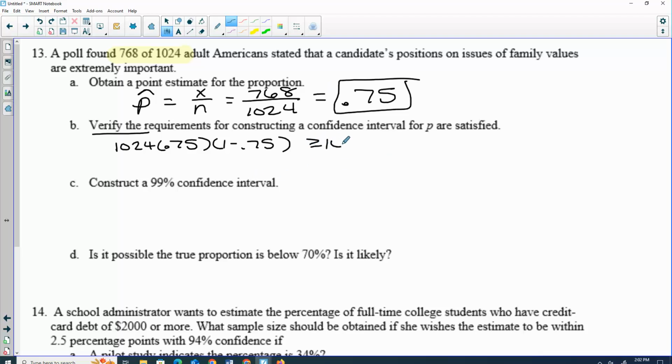Has to be greater than 10, and it is. It's like 1,000 or 192. The other thing we need to check, would 1,024 be less than 5% of all adult Americans?